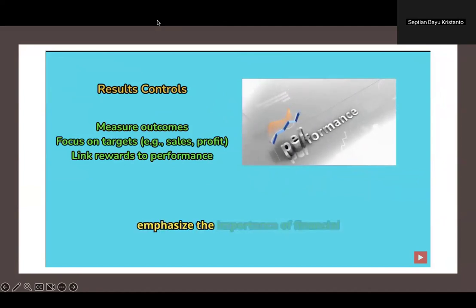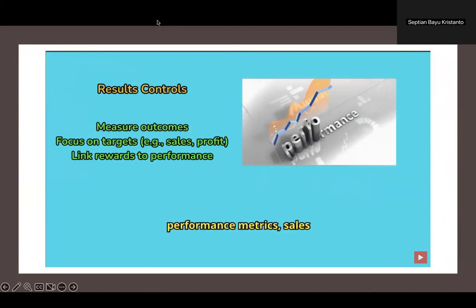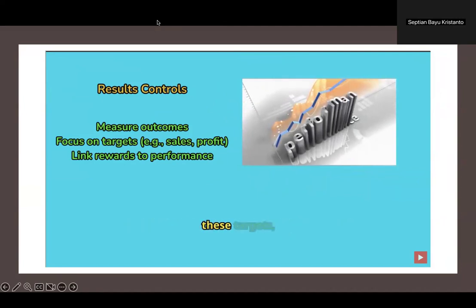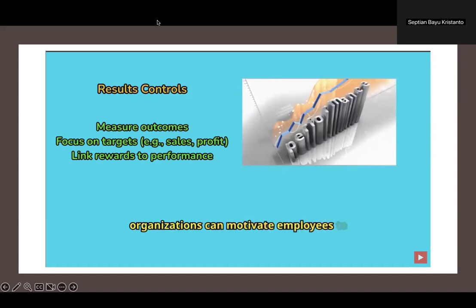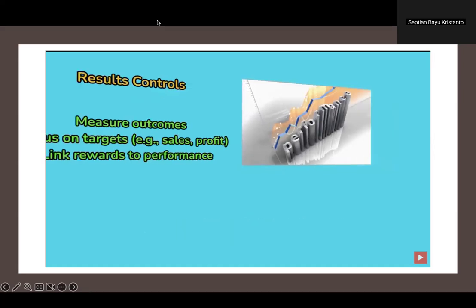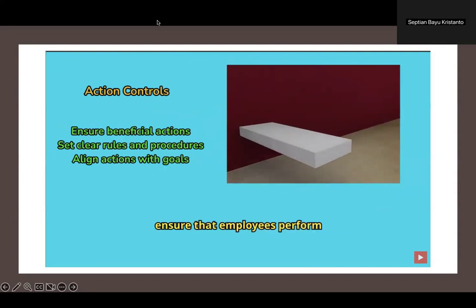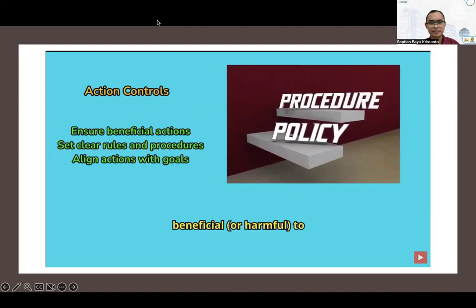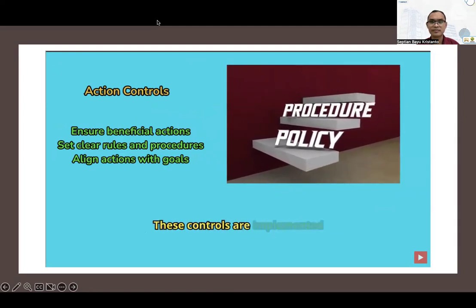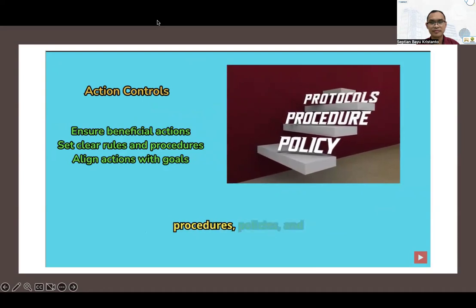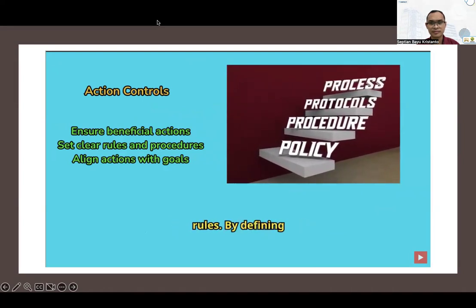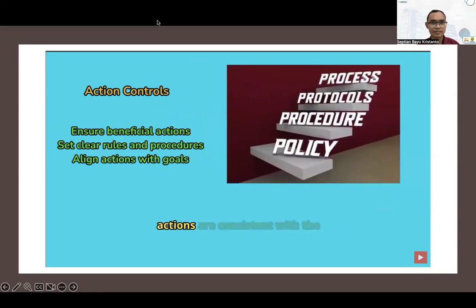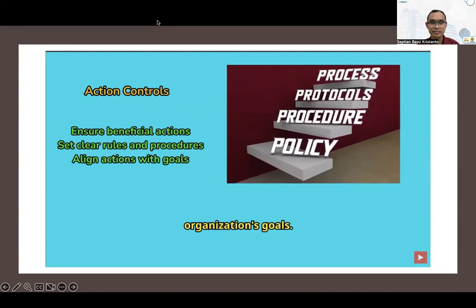These controls emphasize the importance of financial performance metrics, sales targets, and profitability. By setting clear targets and linking rewards to the achievement of these targets, organizations can motivate employees to perform at their best. Action controls ensure that employees perform or avoid specific actions known to be beneficial or harmful to the organization. These controls are implemented through standard operating procedures, policies, and rules. By defining clear guidelines and expectations, organizations can ensure that employees' actions are consistent with the organization's goals.